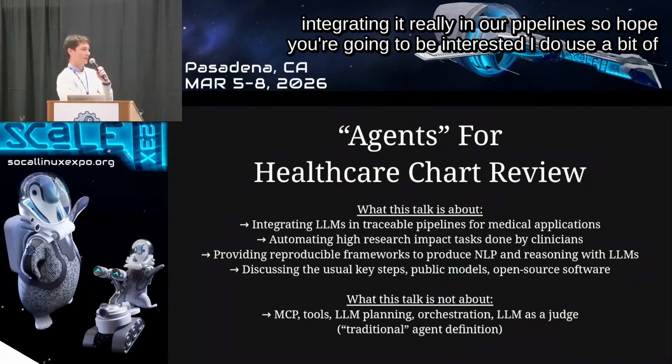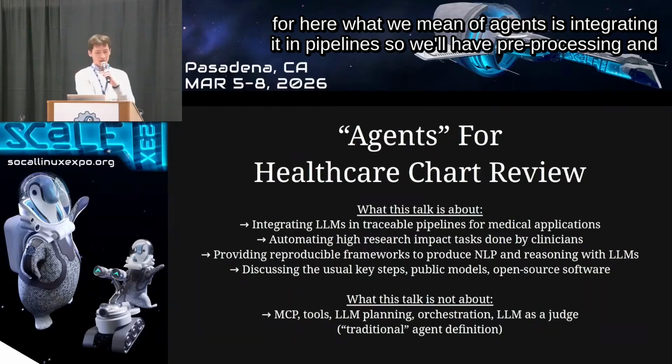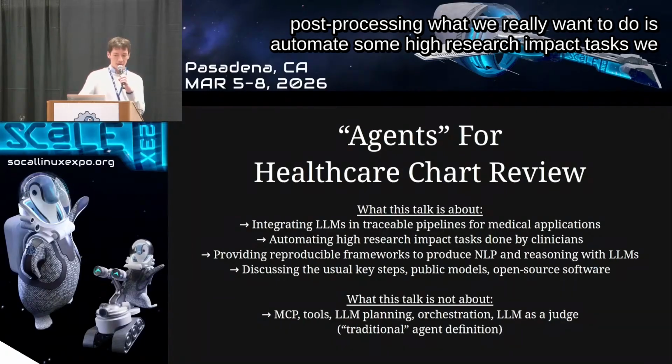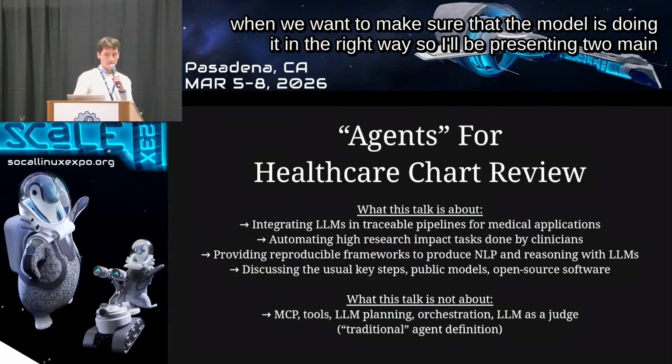I do use a bit of a lax definition of agents, first of all. We're not going to talk about LLM planning, orchestration, MCP. Here, what we mean by agents is integrating it in pipelines. So we'll have pre-processing and post-processing. What we really want to do is automate some high research impact tasks. We want reproducible frameworks that the clinician can understand and go into the details for when we want to make sure that the model is doing it in the right way.